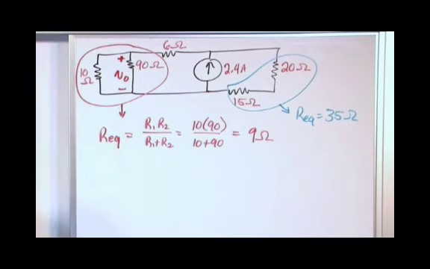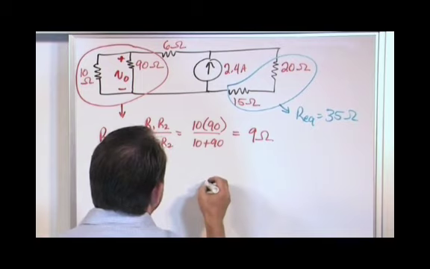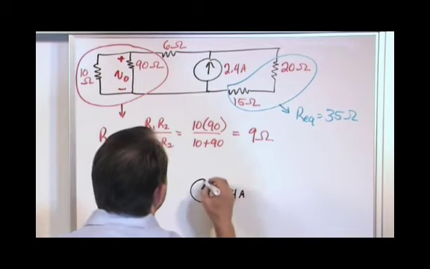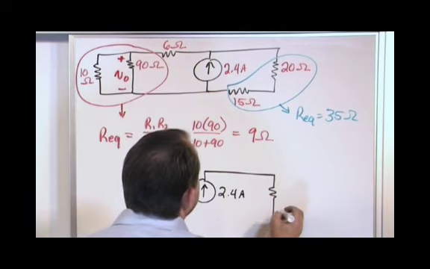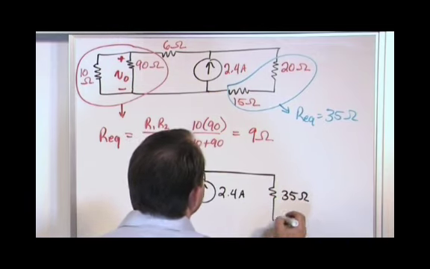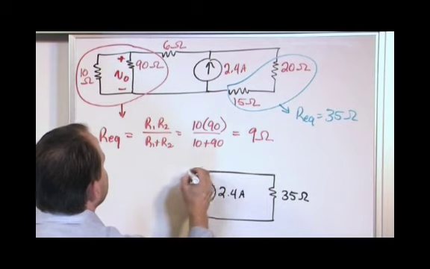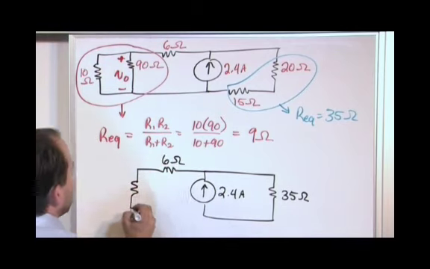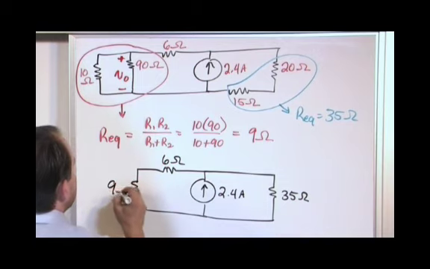Now let's go and redraw the circuit here, because I think at this point we've simplified so much stuff that it'll be worth it to do that. So here we have 2.4 amps. On this side we have 35 ohms. And on this side we still have our 6 ohms. We haven't done anything with that, but we replaced all of this stuff with 9 ohms.